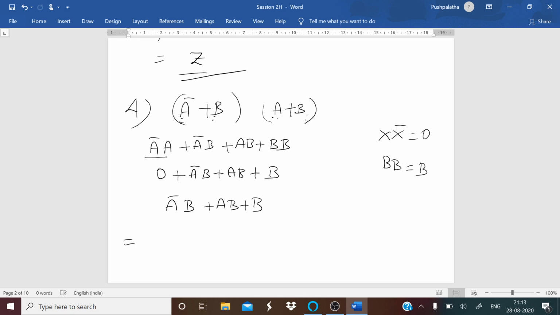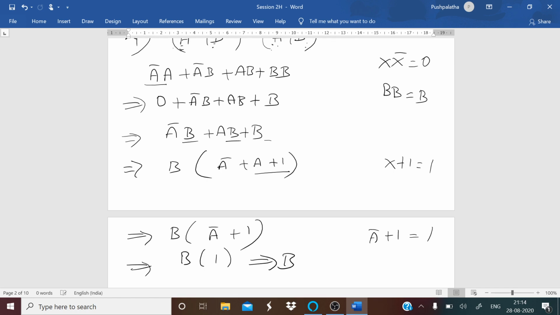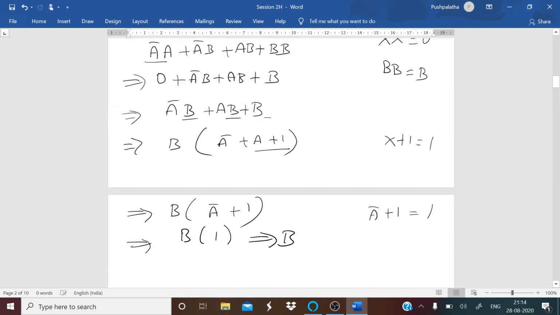Now what is common among all these? It is b, right? So take out the common factor. It becomes b into a bar plus a plus 1. This is similar to x plus 1 equals 1. So this is 1. In the same way, a bar plus 1 is also 1. So b into 1 is nothing but b. That is the final answer.